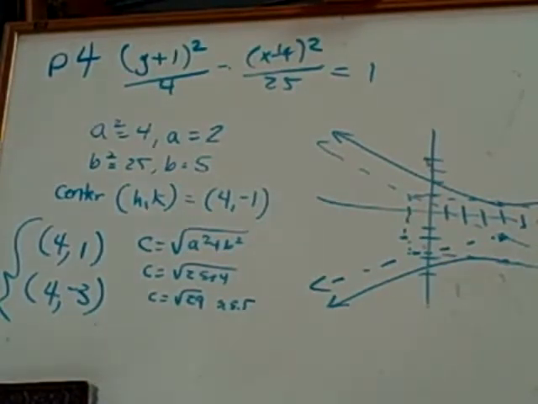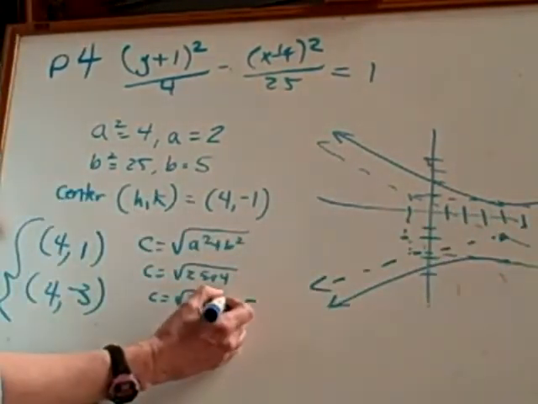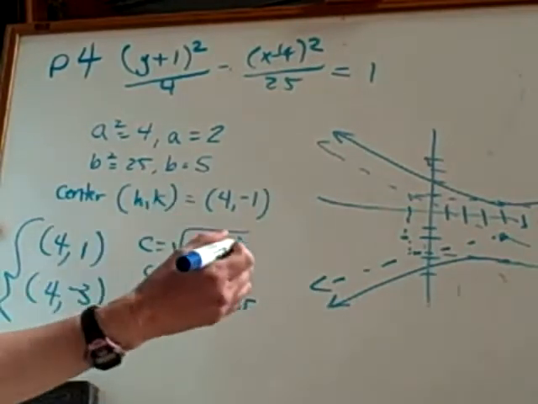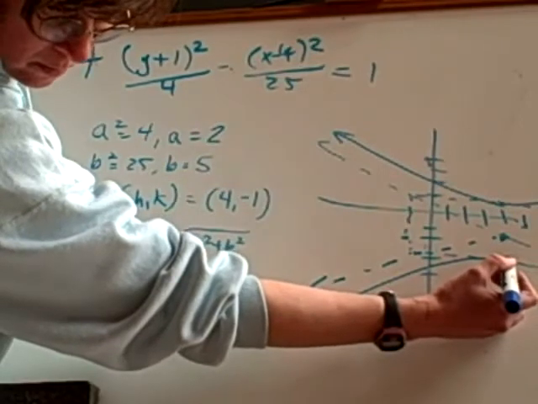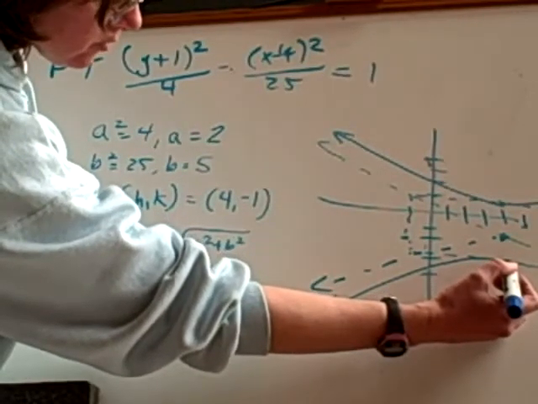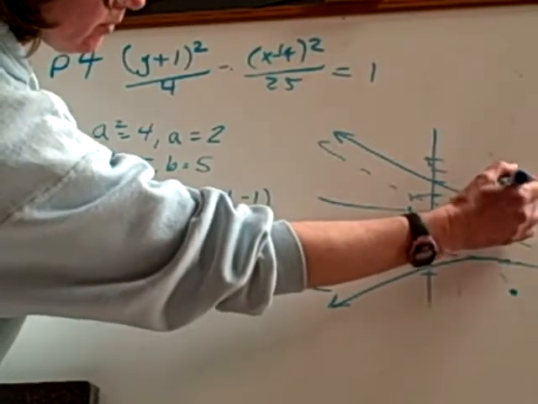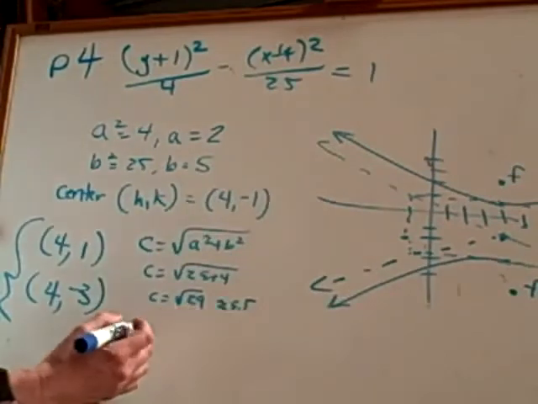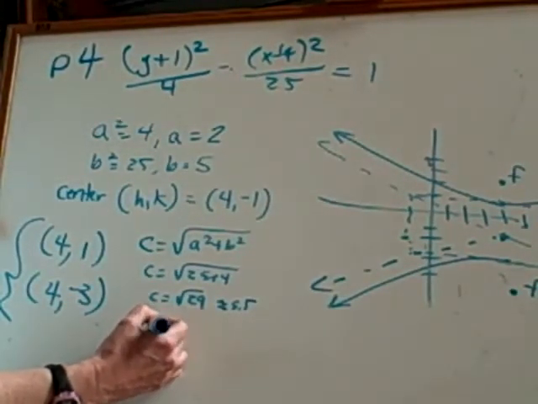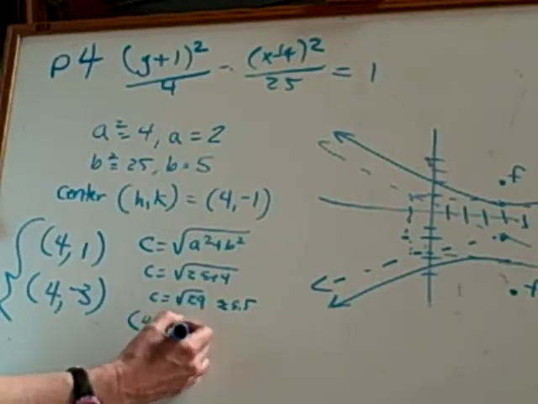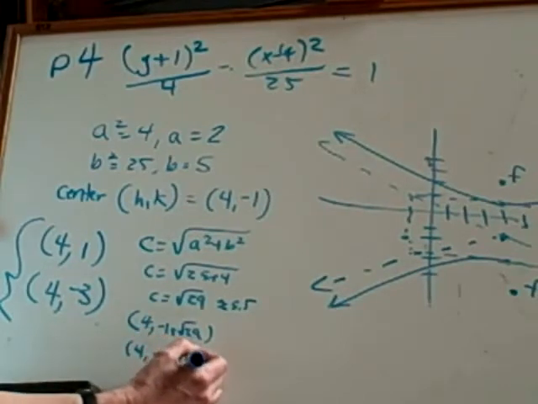So I go over 4. What's your approximate symbol? It's a double wiggly. Yeah. And so I go 2. Okay, so from the center, it's going to be about there and about there for the focus. I know I'm not perfect on it, but let's just say 5 from the vertex, up and down, right? Yes, it's going to be at 4, comma, -1 plus square root of 29, and 4, comma, -1 minus square root of 29.